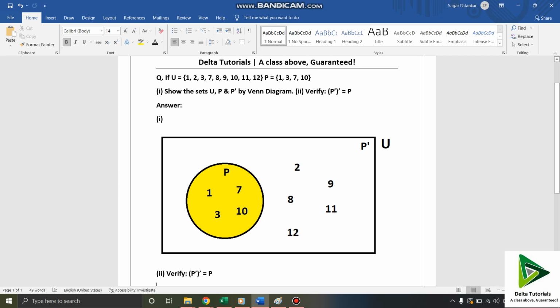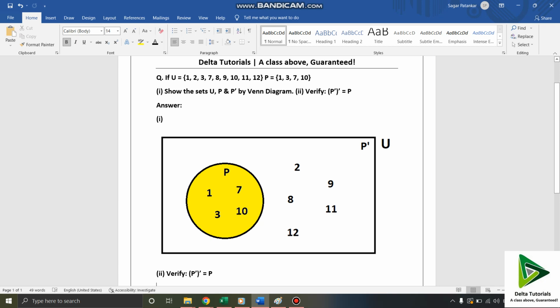Always remember, whenever we start drawing a Venn diagram, first of all we should draw a rectangle or any other shape as the universal set. I have written capital U outside that rectangular box. Then set P is represented by a circular shape in this universal set, and the elements of set P are written inside as 1, 3, 7 and 10.